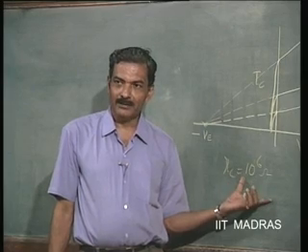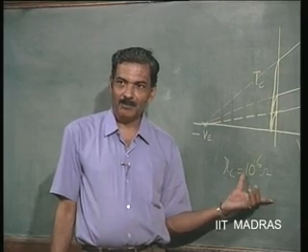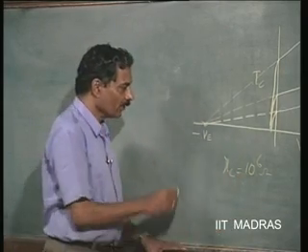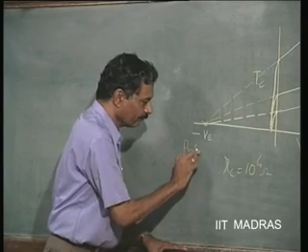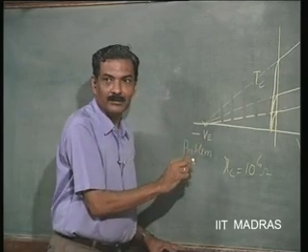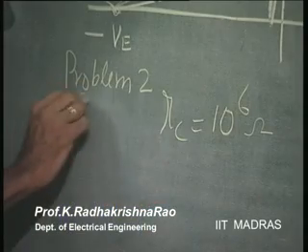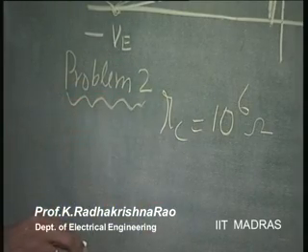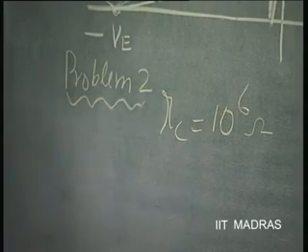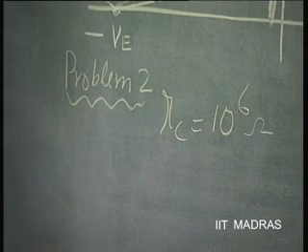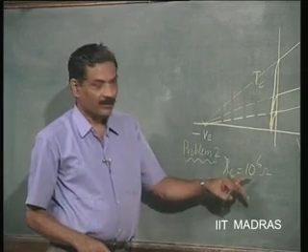This will be worked out. This is a problem. What is the number? Problem 2. Determine the output impedance for example 10 if RC is equal to 1 mega ohm.